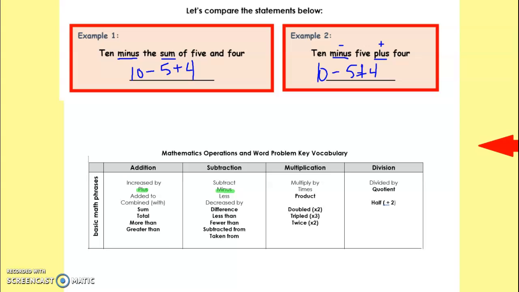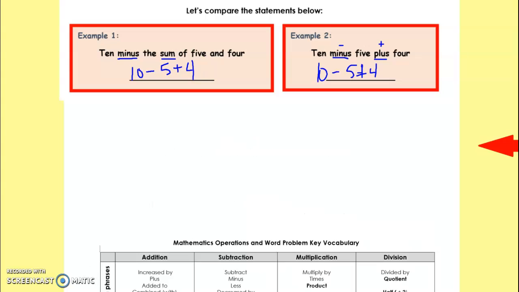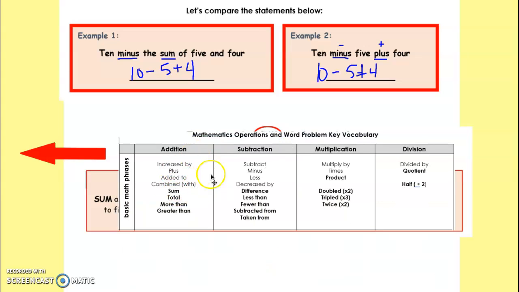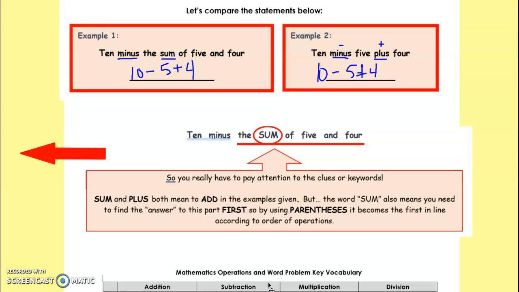And again, guys, there's more than one way to say the exact same expression. However, when we take a look at the details, the word sum and plus both mean addition. Both are listed, sum and plus, under the addition category. However, the word sum is the answer to an addition problem. This means that we would need to do this part first. So find the answer of that part first before you do any other operations. In math, we use grouping symbols, parentheses, so that it becomes first in line according to order of operations.